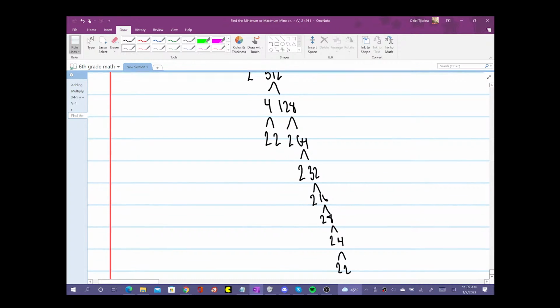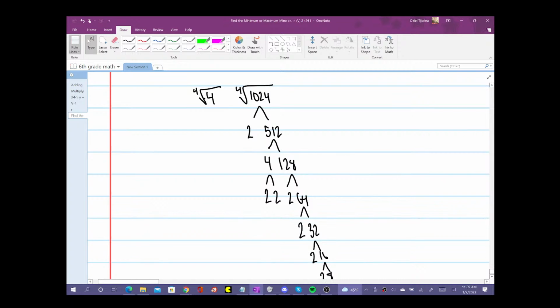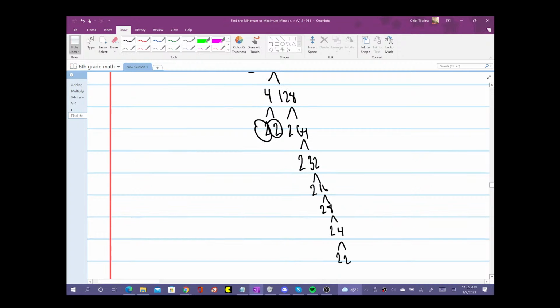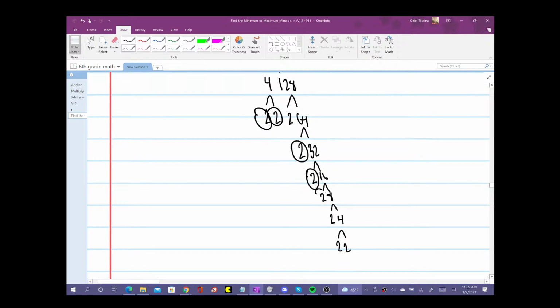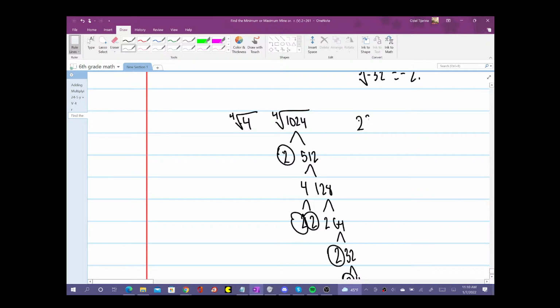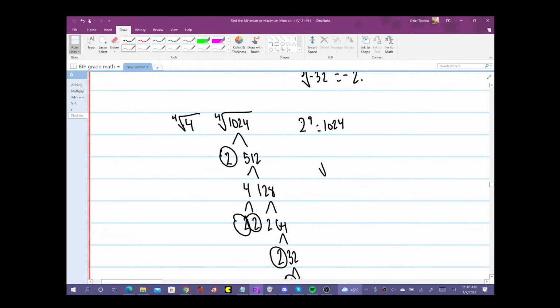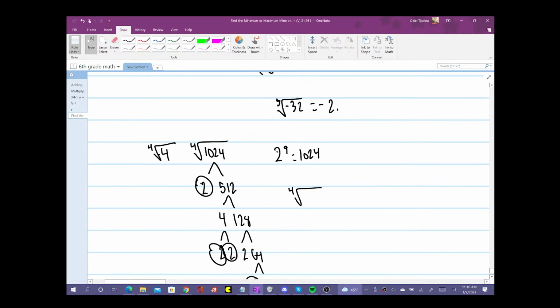So how many 2's do we have in this radical expression? We have 1, 2, 3, 4, 5, 6, 7, 8, 9. So 2 to the 9th power equals 1024. The 4th root of 2 to the 9th power, we don't know what it is. That's actually 2 to the 9 over 4 power.